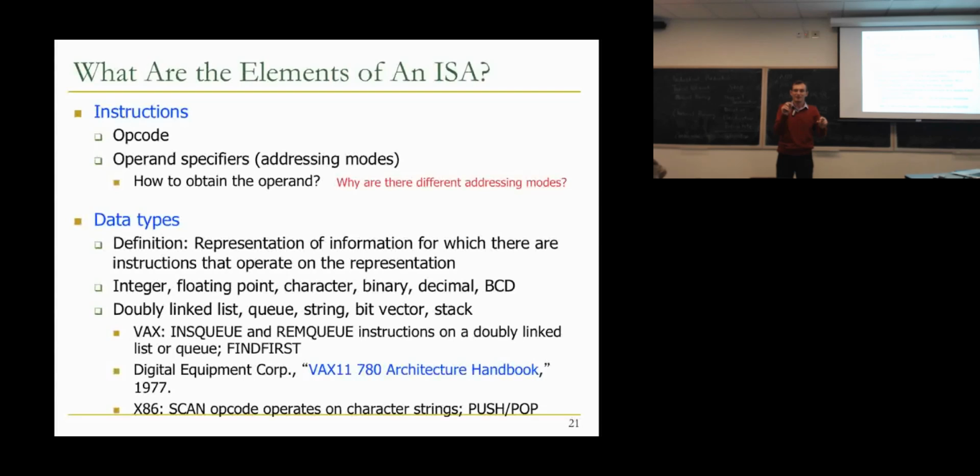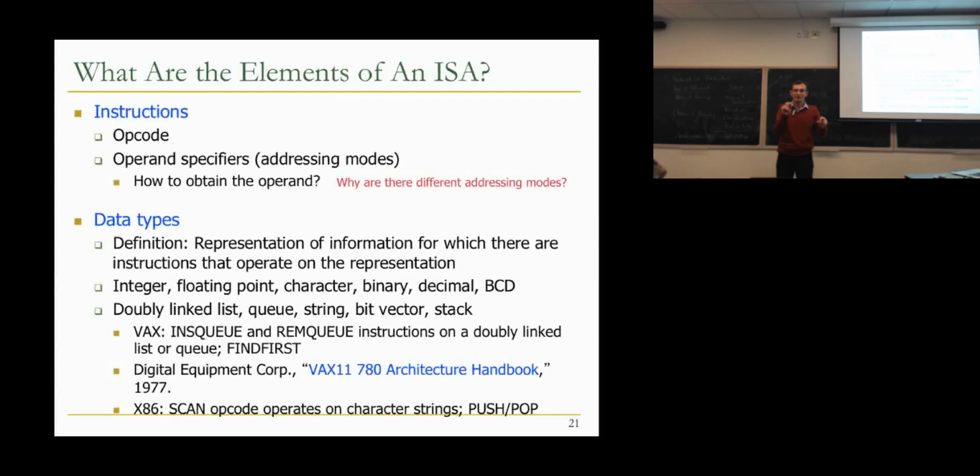So x86 also has many data types. It's very rich. It has a scan opcode that operates on character strings. It has push and pop, so stack is a data type in x86. Strings are data types in x86. So let's back up a little. These are just examples, and you can read the ISA manuals to see different examples.